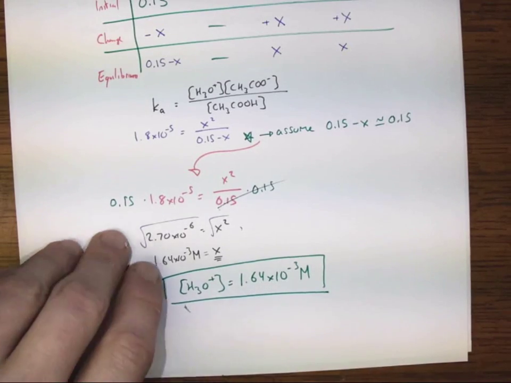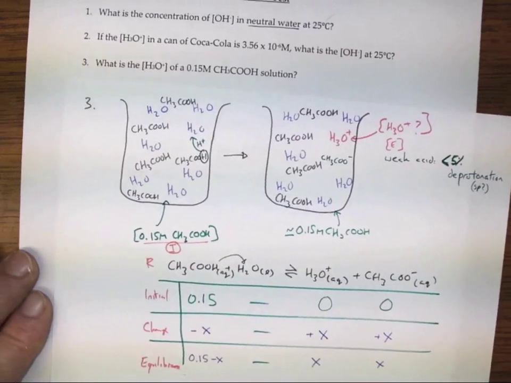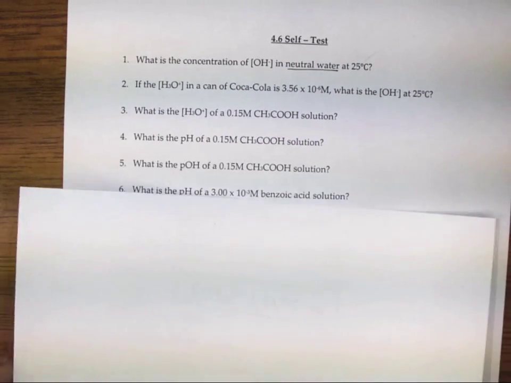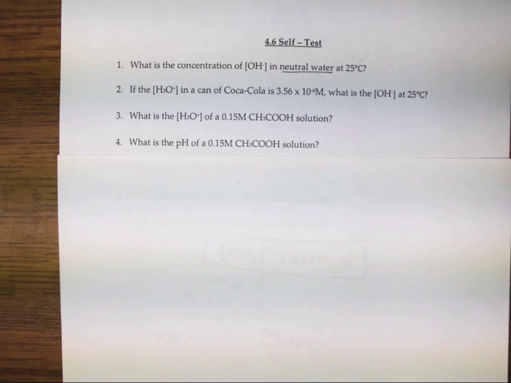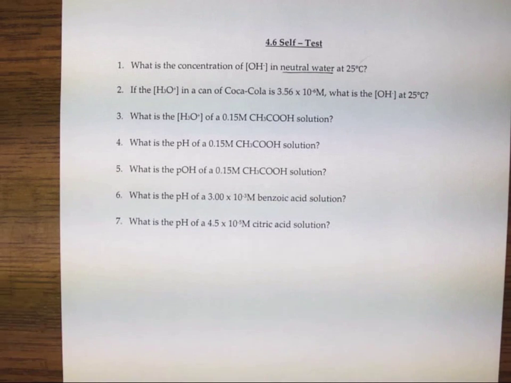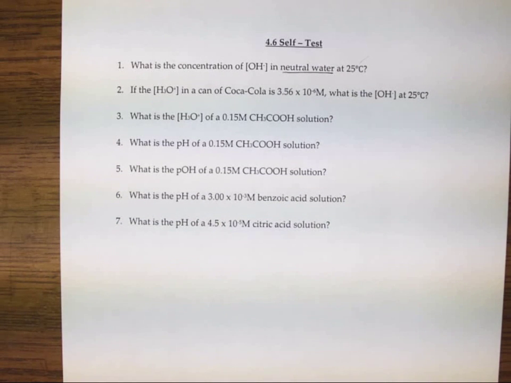Okay. Now, question 4 asks, what's the pH of a 0.15 molar CH3COOH solution? Okay, well, I need some more paper.